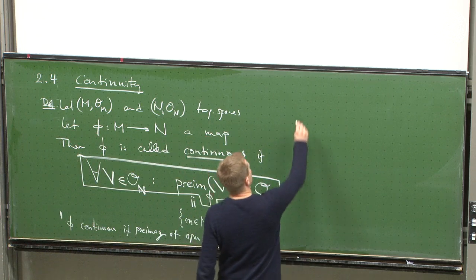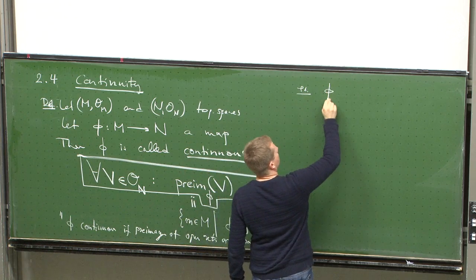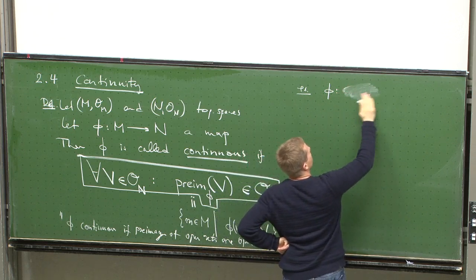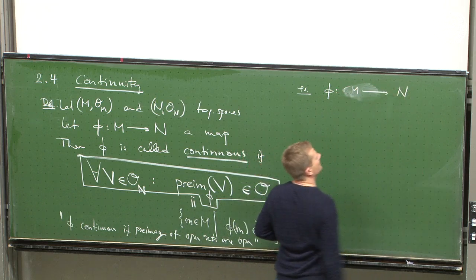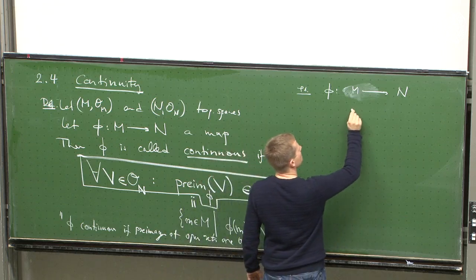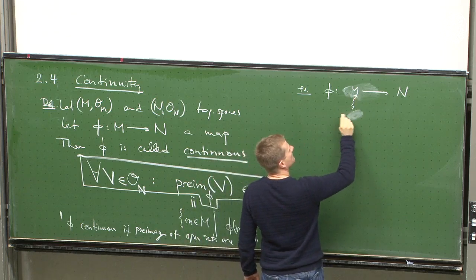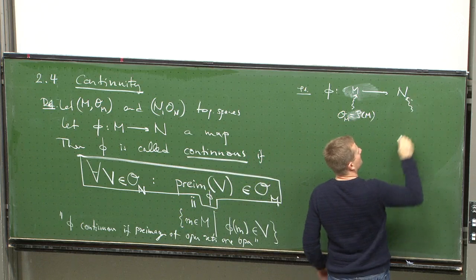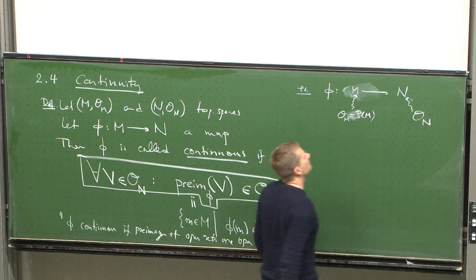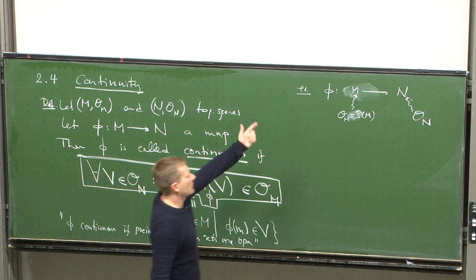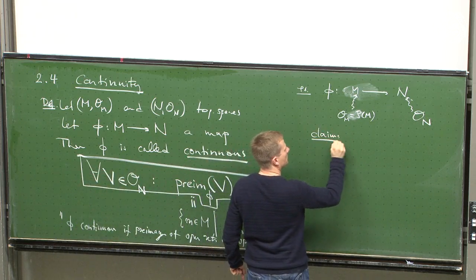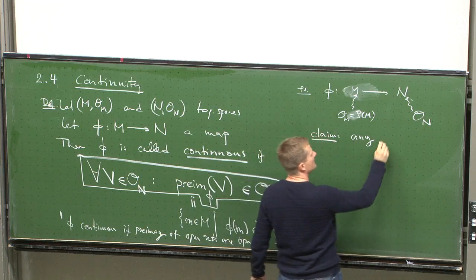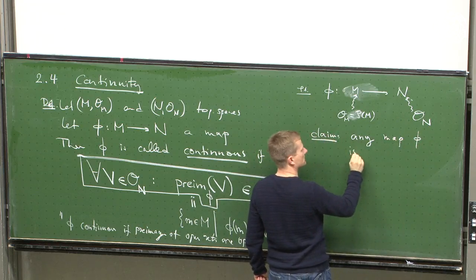So, examples. One of the favorite examples, at least mine, is you start from a set M, you take a map between arbitrary sets, and you choose to equip the domain with the discrete topology, and on the target you can choose any topology you like. Claim: under these circumstances, any map phi is continuous.